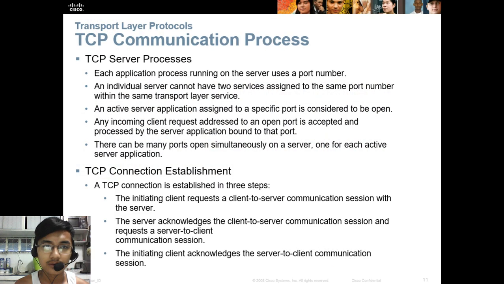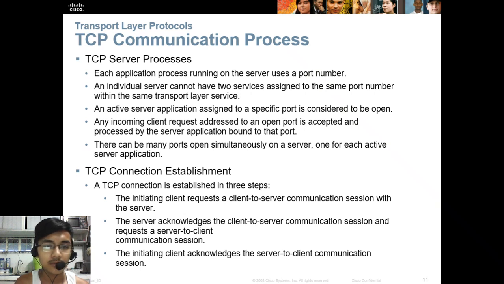TCP and UDP. TCP communication process, TCP server processes. Each application process running on the server uses a port number. An individual server cannot have two services assigned to the same port number within the same transport layer service. An active server application assigned to a specific port is considered to be open. Any incoming client request addressed to an open port is accepted and processed by the server application bound to that port. There can be many ports open simultaneously on a server, one for each active server application.